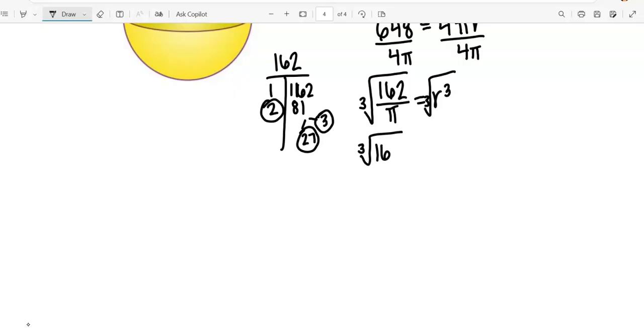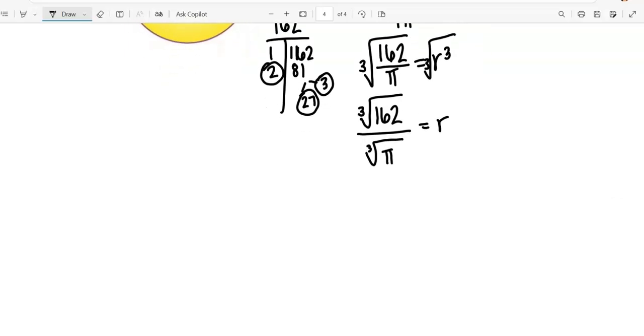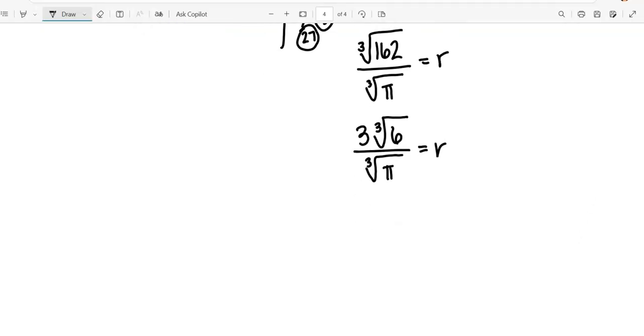This will be the cube root of 162 over the cube root of pi. And that's equal to r. But we can simplify that cube root on the top. So the 27 will come out to be 3. What stays underneath? 2 times 3, which is 6, over the cube root of pi. Now we could rationalize the bottom, right? We could multiply by the cube root of pi squared and get pi cubed, and then the bottom would be pi. What do you know about pi?